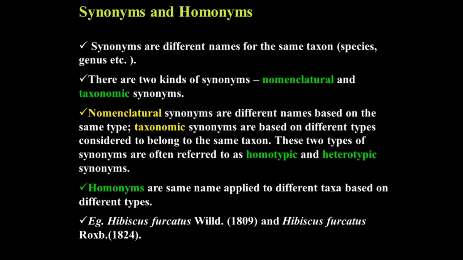For example, see Hibiscus furcatus. It was first applied by Willdenow in 1809 for a taxon, and the same name with the same spelling was used by Roxburgh in 1824 for a taxon which is different from the taxon for which the name Hibiscus furcatus was used by Willdenow, and that is a homonym. The same binomial or name is applied to different taxa based on different types.